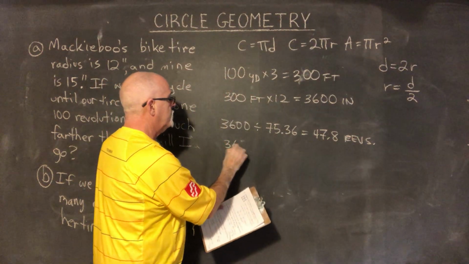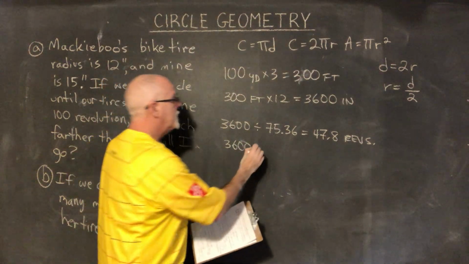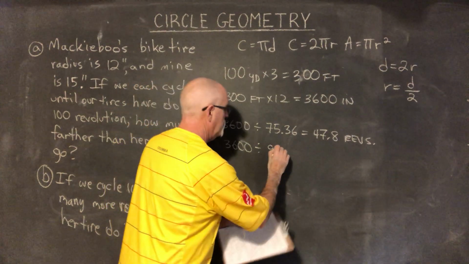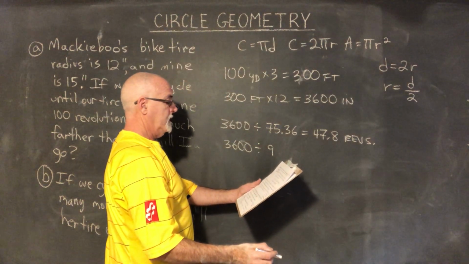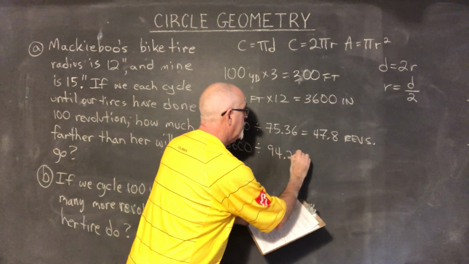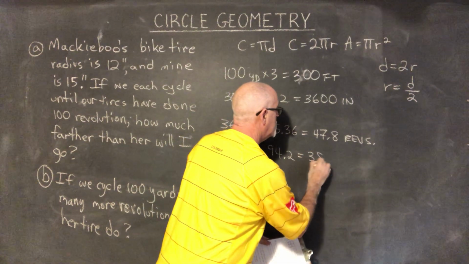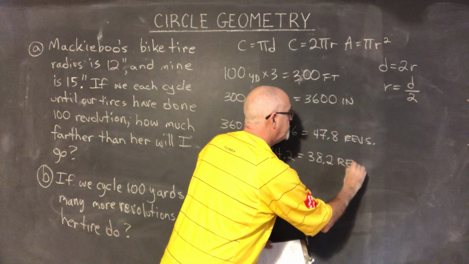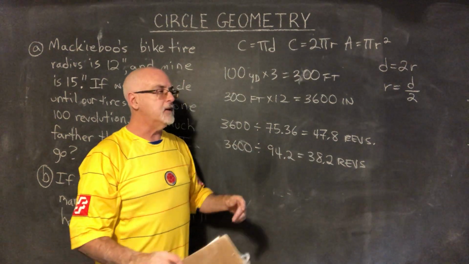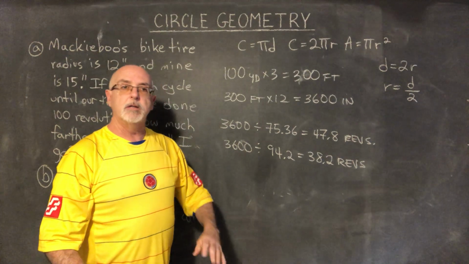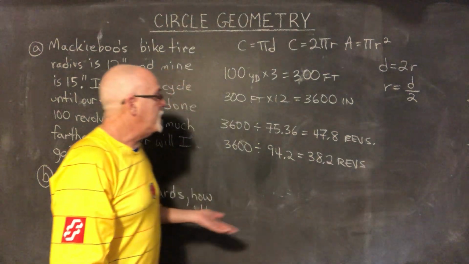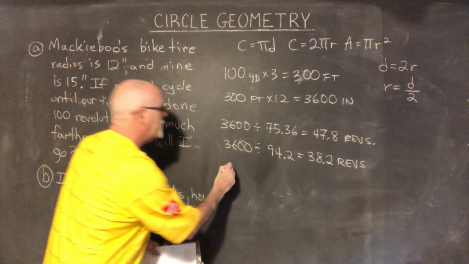And then 3,600, same distance, it's still 100 yards, divided by my 94.2, equals 38.2 revolutions. So this time it's her. She did more revolutions. Yes, it makes sense because the circumference of her tire is shorter. So therefore, to do the 100 yards, her tire will have turned more times than mine. So she's the one who did more.